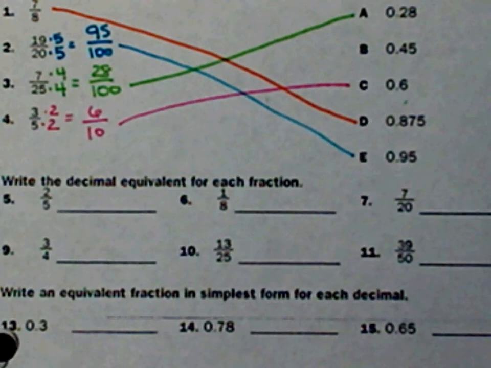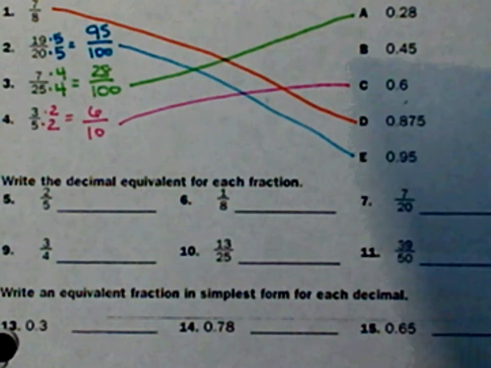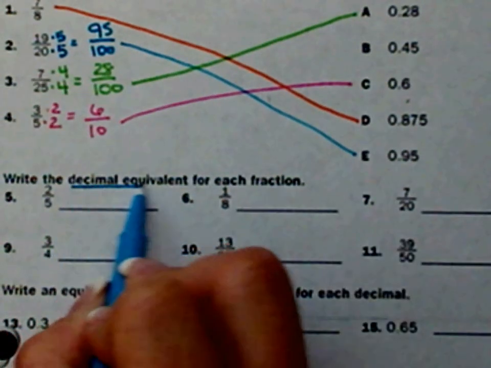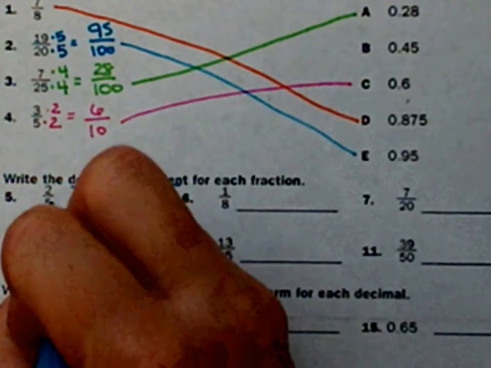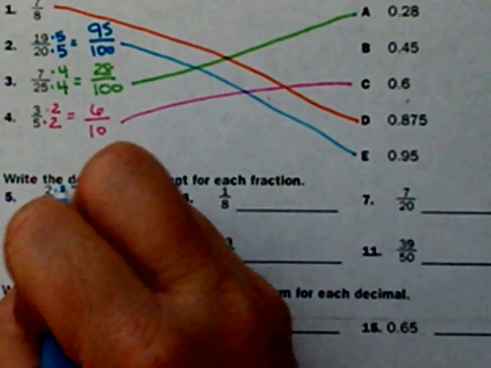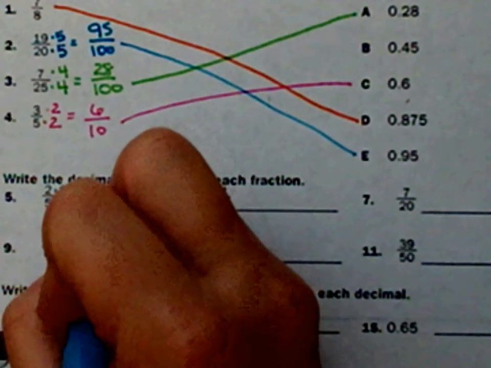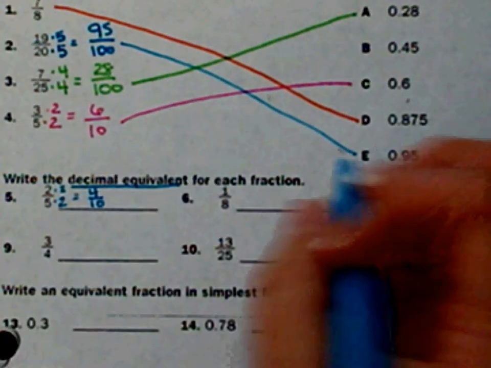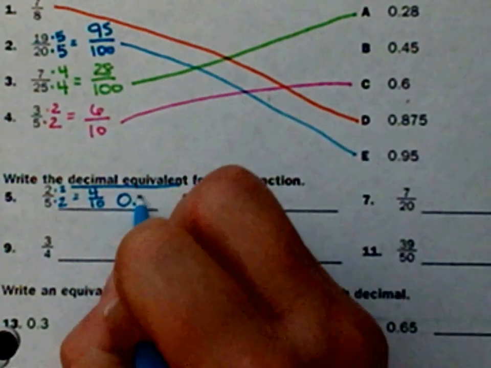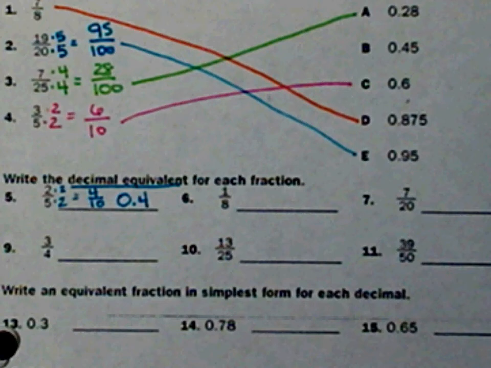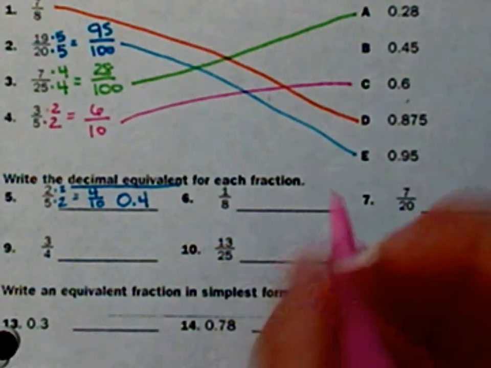Okay, the first one is 2/5. So for a decimal equivalent, I need to get to 10, 100, or 1,000. So we're going to multiply by 2 because 10 is closest. And then I get 4/10. Remember it said decimal. So I need to change that to a decimal, and I just write it in the tenths place.